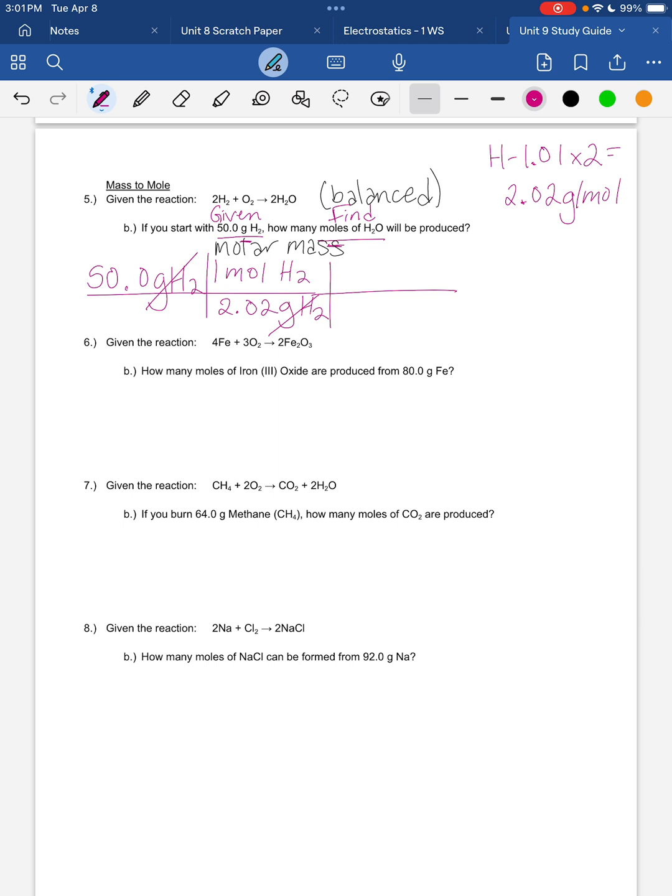Because now we're in moles, we can go to moles of water directly by using our balanced chemical equation. So if we're in moles of hydrogen, there are 2 moles of hydrogen from our equation, and there are 2 moles of water from our equation. We're going to go ahead and equal this out. So multiply the top, divide by the bottom, and you should end up with 24.8 moles of water. That's a lot of water.